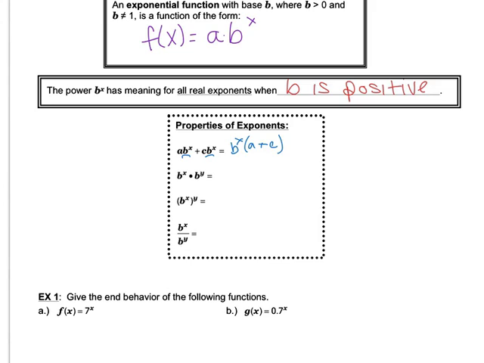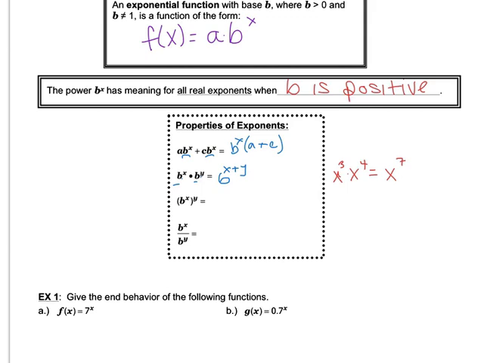The next one, b raised to the x times b raised to the y. So when you have the same base but different exponents, you can simplify that by writing them with all the same base b, and then you add the exponents. So this would be raised to the x plus y. And then an example of that, so I'll put examples out here to the right. So say I had x cubed times x to the 4th. That would equal x to the 3 plus 4, or x to the 7th.